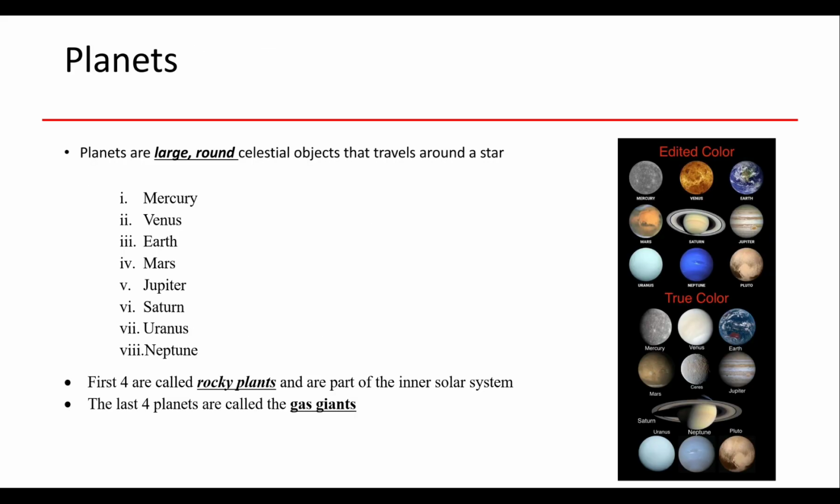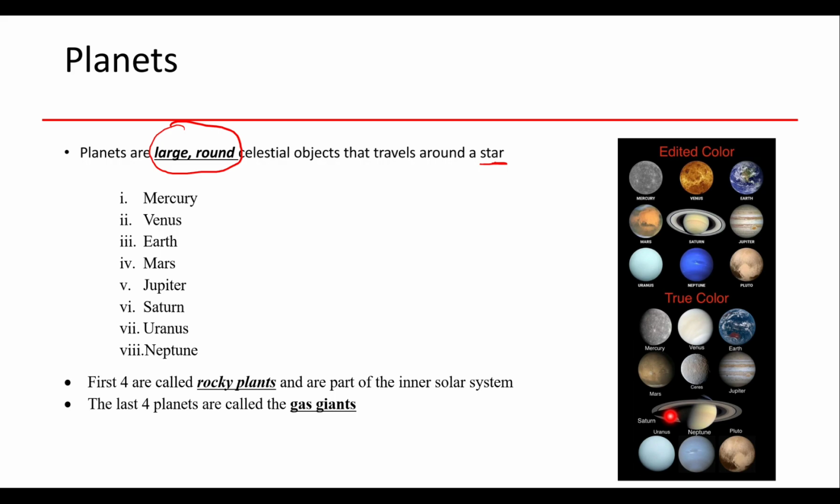Now, we know that within our solar system, we have a number of objects which we call a planet. And a planet is any large, round celestial object that travels around a star. Okay, so it has to go around a star. In our case, we call our star at the center of our solar system the sun. And so we have 8 planets which go around the sun.